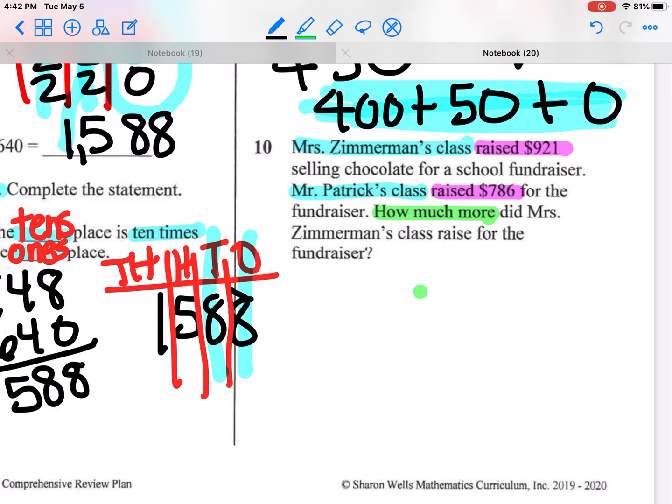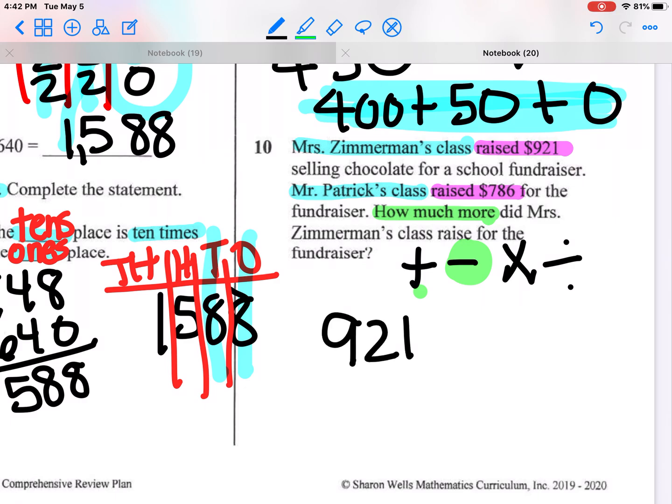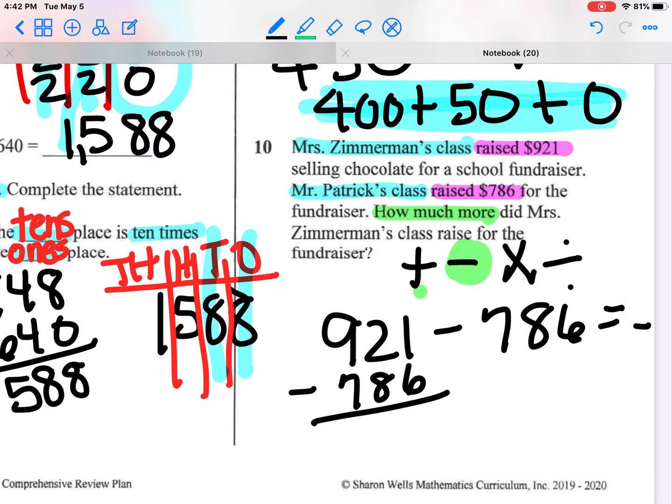I find the difference by adding or subtracting, multiplying or division. I find the difference by subtracting. So let's go ahead and write our number sentence. $921 minus $786 equals, or I can solve 921 minus 786.